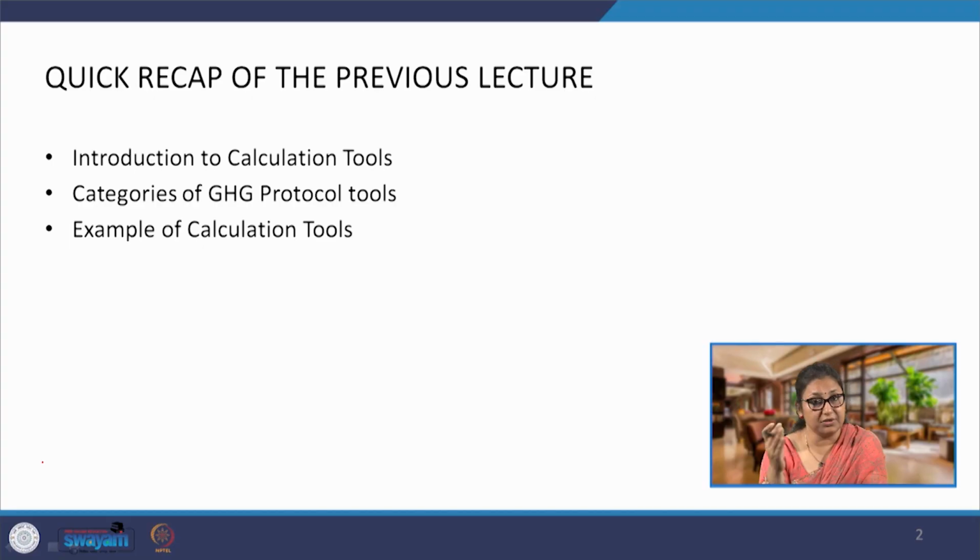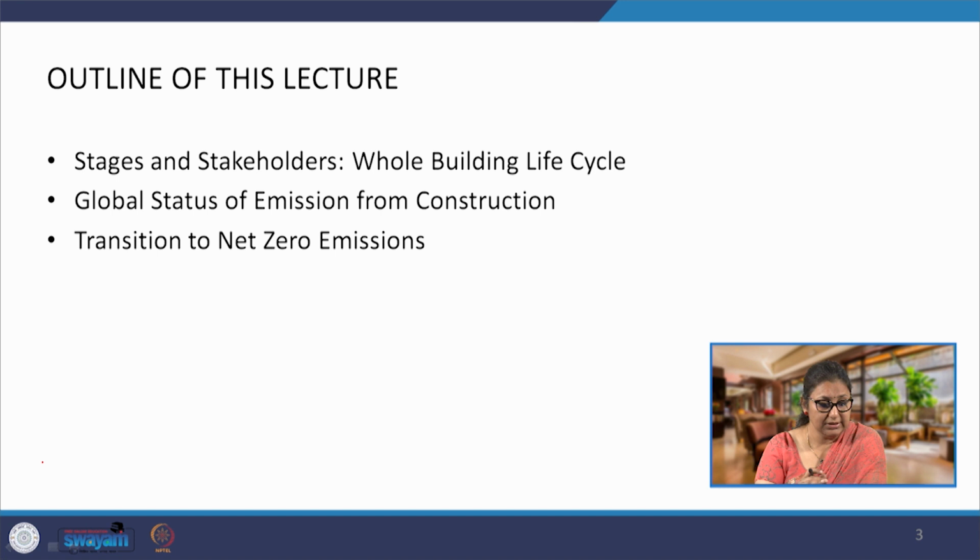In the previous lecture, we looked at the calculation tools, the category of GHG protocol and the tools associated with them, and we also looked at some of the examples using these calculations. Now, in this particular lecture, we are primarily going to focus upon the life cycle of the building, the emissions that accrue from the entire process of construction, use and demolition of a building as a product.